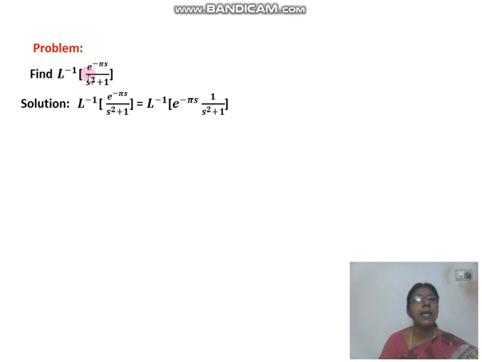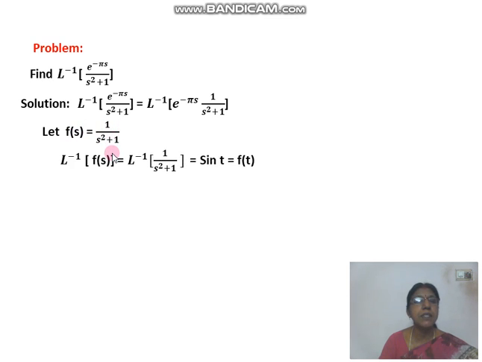Now we see the problems on this second shifting theorem. Find L inverse e power minus pi s by s square plus 1. Here, as soon as we see the e power term, we should understand it is the second shifting theorem. Okay, apart from the e power term, we take the remaining part as f of s. L inverse e power minus pi s by s square plus 1 can be written as L inverse e power minus pi s into 1 by s square plus 1. That is, apart from the e power function there is some function, take that as f of s. f of s is equal to 1 by s square plus 1.